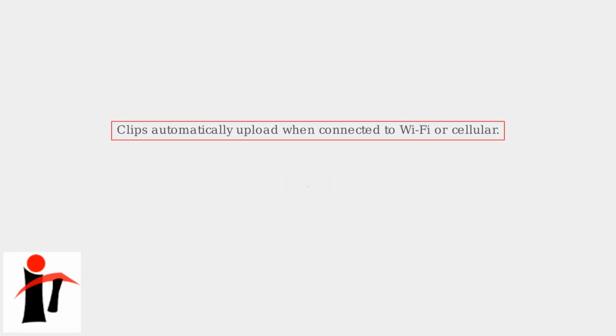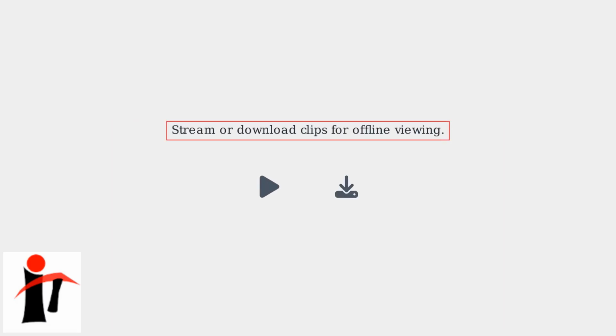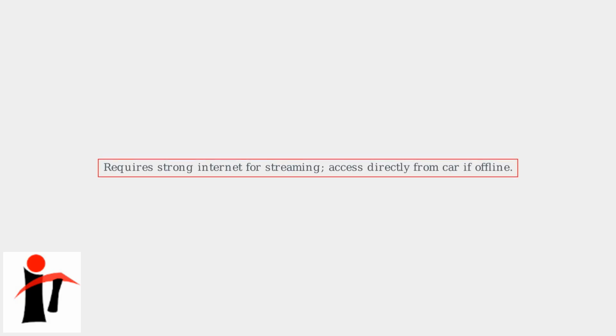Clips automatically upload to the app when your car connects to Wi-Fi or cellular data. Once uploaded, you can stream clips in real time or download them for offline viewing on your device. Note that a strong internet connection is required for streaming. If your car isn't online, you'll need to access the clips directly from the vehicle's touchscreen.